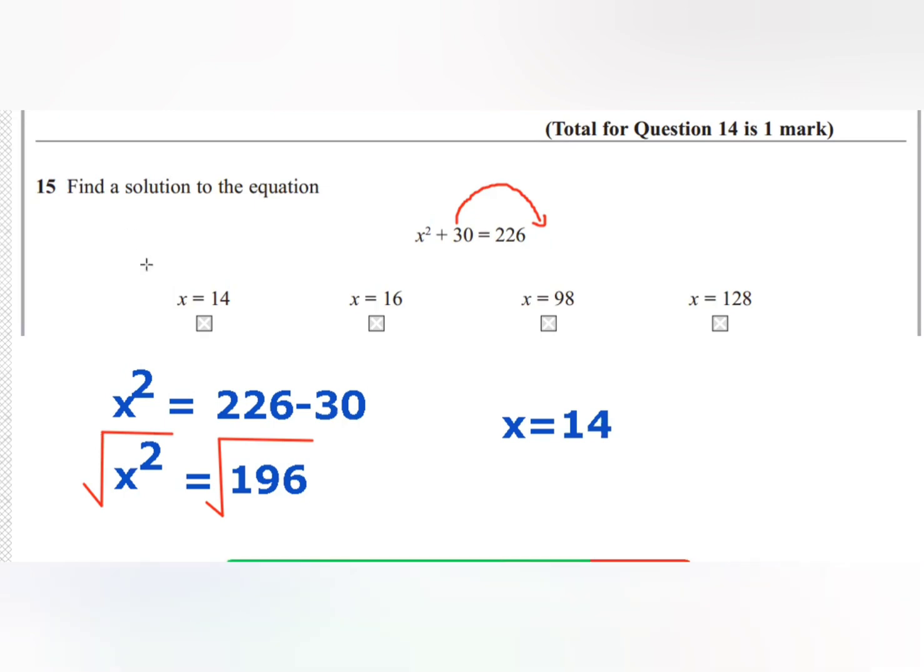So focus on the steps. The first thing we did, we took the 30 to the other side and we made it minus 30. And then we subtracted these, we got 196. And then to remove the square, we put the square root, and then x equals 14. And this is how you answer a question like this.